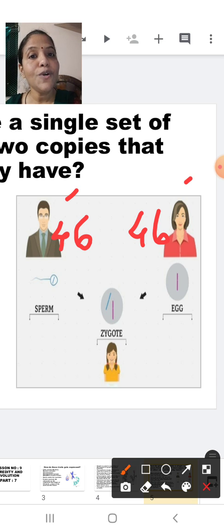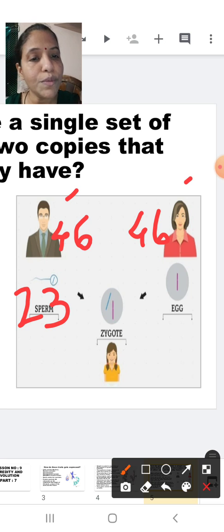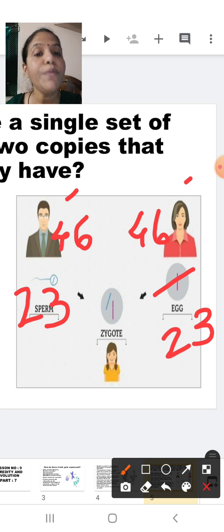When meiosis takes place, the sperm which will be produced will have how many chromosomes? 23 chromosomes, and the ovum or the egg will also have how many chromosomes? It will also have 23 chromosomes. So this is your sperm. The sperm has 23 chromosomes, and the egg has 23 chromosomes. That means the number is reduced to half.